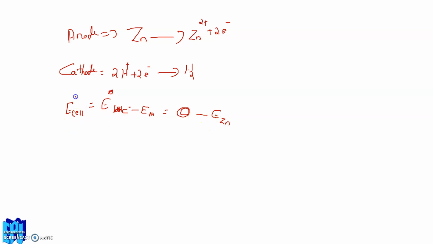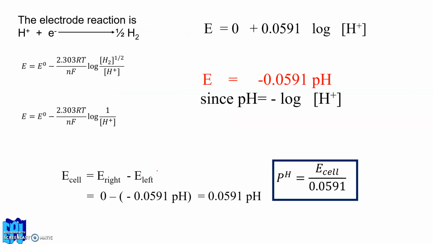So from the equation, the E cell value is obtained from the voltmeter reading. If the voltmeter reading is 0.76, then 0.76 equals 0 minus E Zn. So the value of E Zn, under standard conditions, is minus 0.76. This value should be known to you. In this way we can determine the electrode potential. Okay, so that's about this.